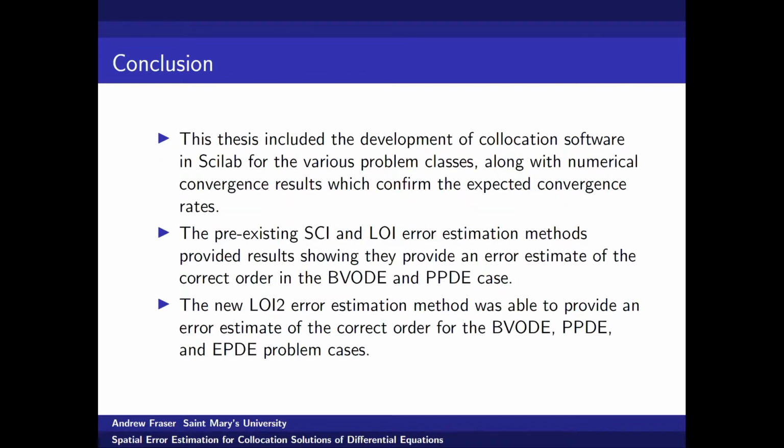Now, concluding the results of this thesis, this included the development of collocation software in Scilab for the various problem classes, along with numerical convergence results which confirmed the expected convergence rates. The pre-existing SCI and LOI error estimation methods provided results showing they provide an error estimate of the correct order in the BVODE and PPDE problem classes, and the new LOI2 error estimation method was able to provide an error estimate of the correct order for the BVODE, PPDE, and EPDE problem classes.